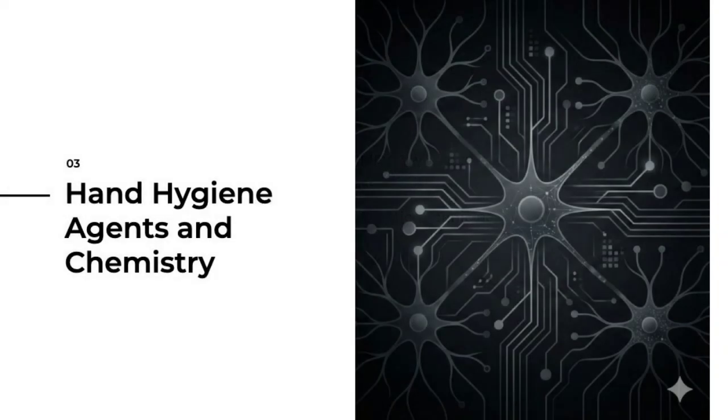03 Hand Hygiene Agents and Chemistry is the specific lesson title for this section of the course. This chapter transitions us from general concepts into the specific chemical properties of the substances we use daily in the clinic. We will be analyzing how different formulations interact with microorganisms at a molecular level.